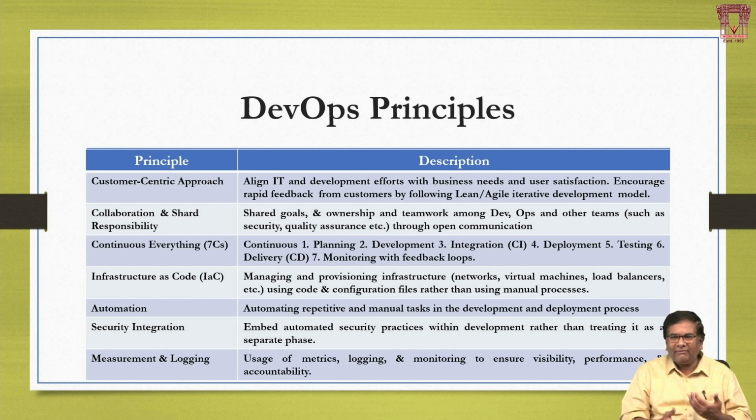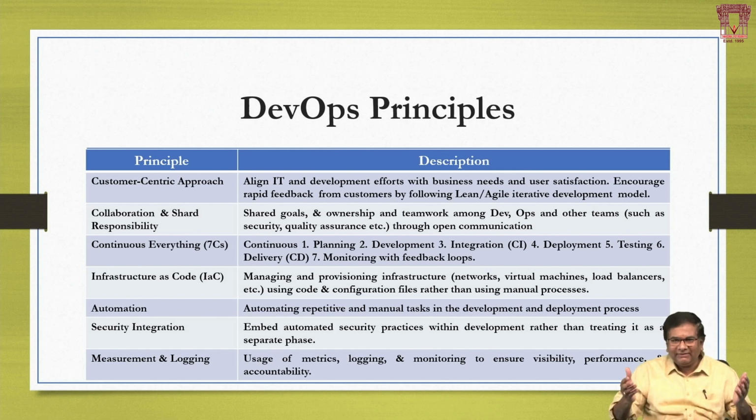And teamwork among dev and ops and other teams such as security, quality assurance, etc., through open communication. Again, open communication is an agile philosophy, but when it comes to the ops team and dev team, agile doesn't say anything, but DevOps comes into the picture and says yes, collaboration between dev and operations should be there, and they should share their responsibility.